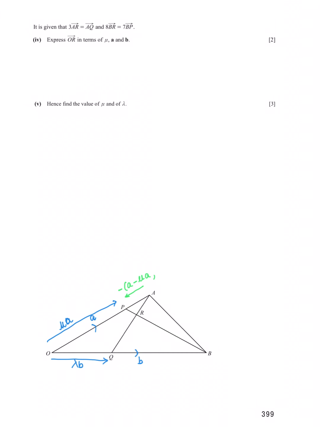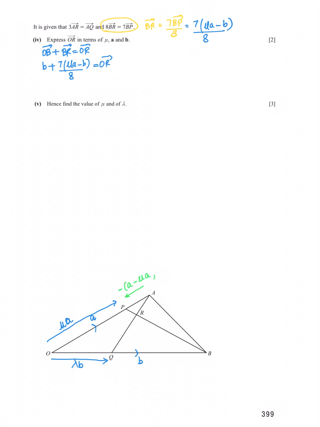Next part, it says express OR in terms of mu, a and b. For OR I can say that it will be OB plus BR equals OR. What is OB? OB is given, that is equal to b, plus what is BR? BR can be found from this equation. If I make BR the subject, BR equals 7 times BP divided by 8, and BP we found in the previous part, so that will be 7 times (mu a minus b) divided by 8.